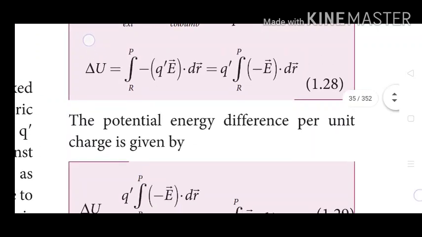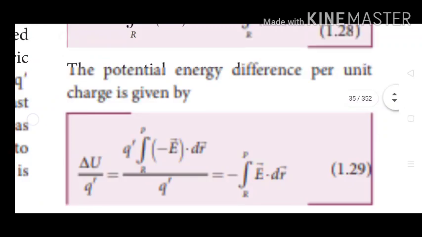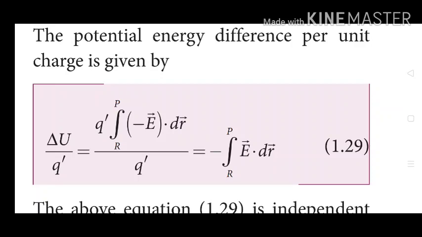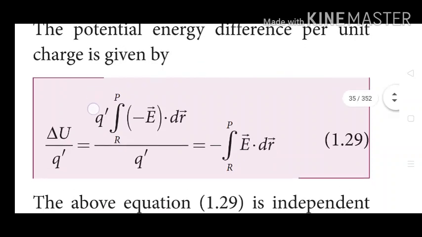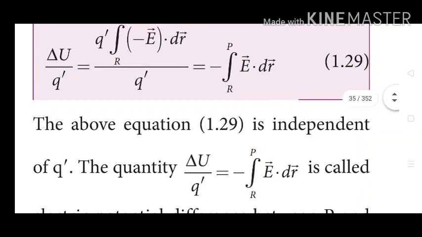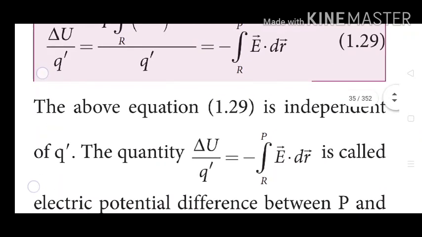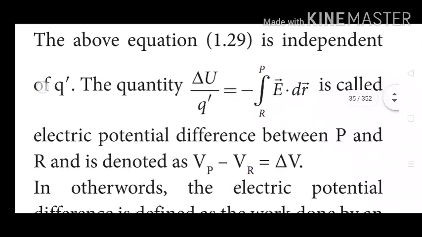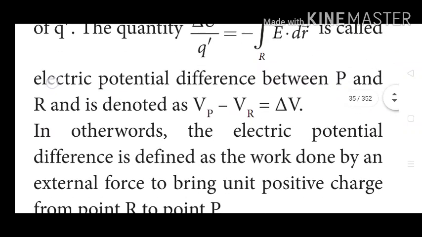The potential energy difference per unit charge is given by delta U by Q dash, which is equal to Q dash times the integration from R to P of minus E vector dr vector, divided by Q dash, which simply equals minus the integration from R to P of E vector into dr vector. The above equation 1.29 is independent of Q dash. The quantity delta U by Q dash, equal to the integration of minus E vector dr vector, is called the electrostatic potential difference between P and R, denoted as Vp minus Vr equal to delta V.